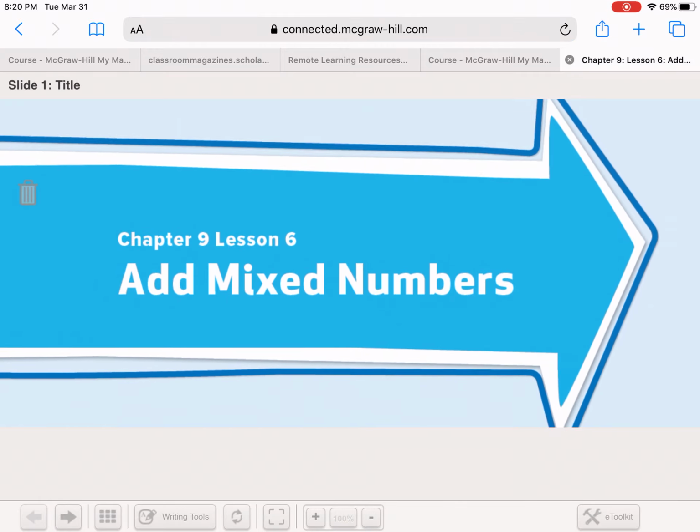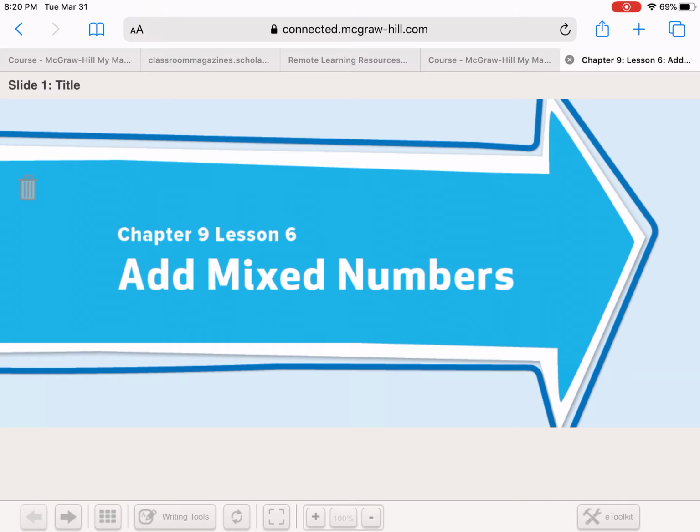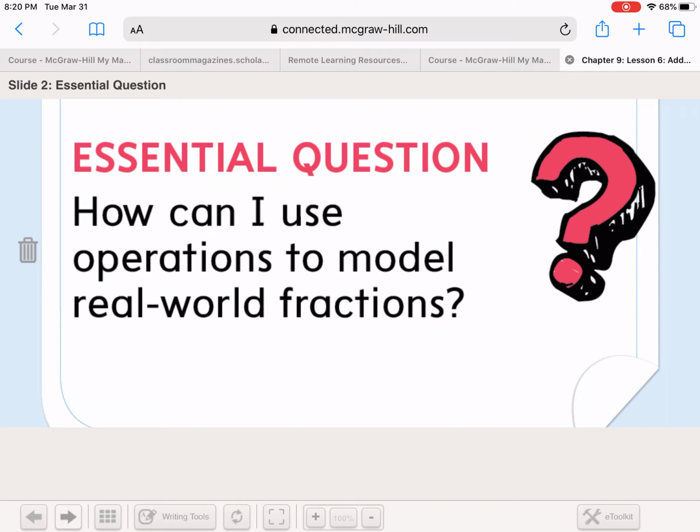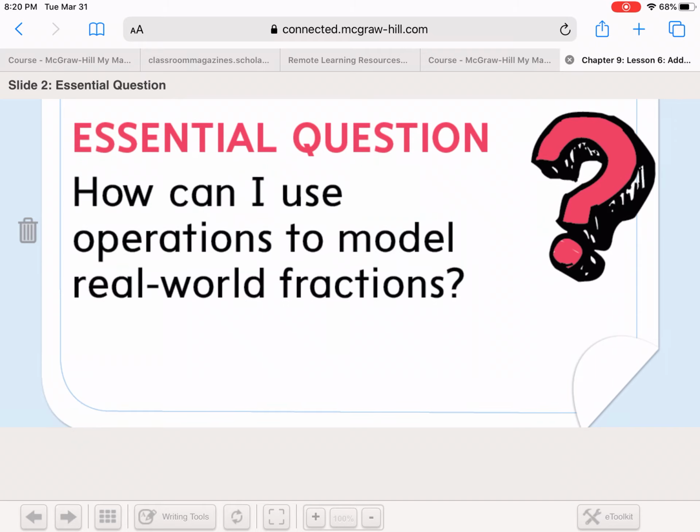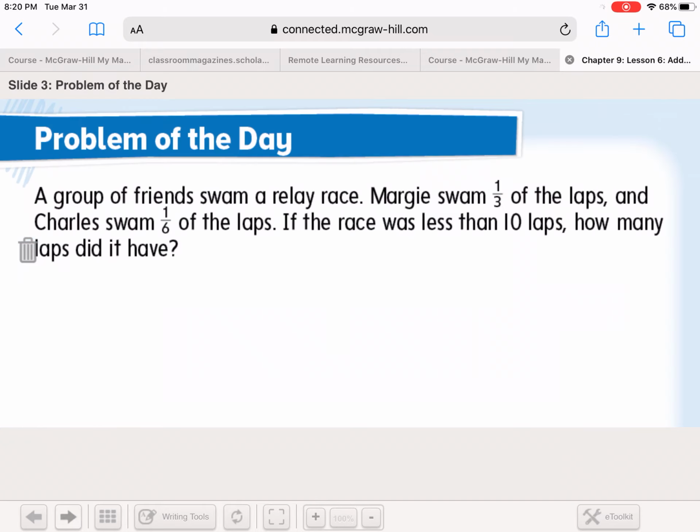We're going to add mixed numbers today. Okay, I'm ready. Are you ready? I'm ready. How can I use operations to model real world fractions?